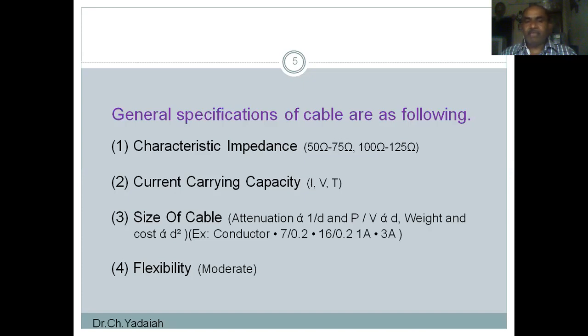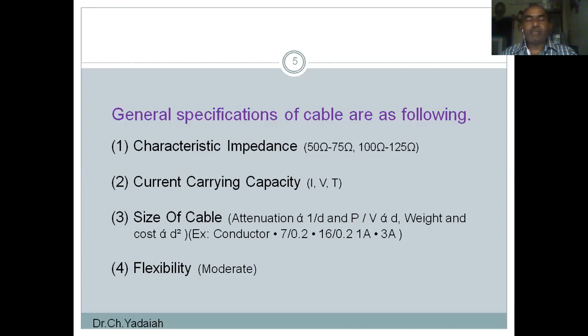Another cable specification is flexibility. That means the cable should not be very flexible, and should not be very hard. It should be moderate. If it is too flexible, breakdown is possible and a short circuit may occur between the two conductors if the insulation fails between them. If it is not tight, there is a possibility of breakdown. That's why its characteristics should be moderate in flexibility, and the size of the cable depends upon the attenuation, the power and voltage carrying capacity, and current capacity.